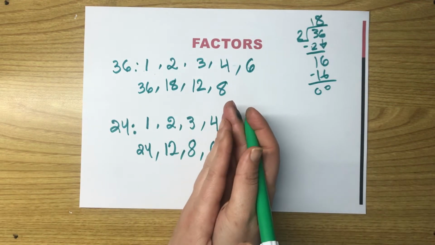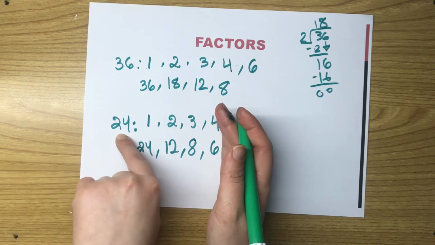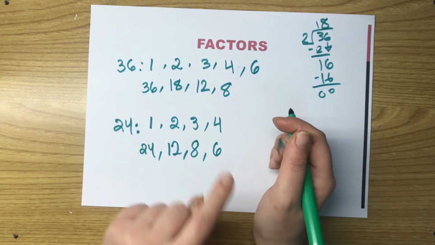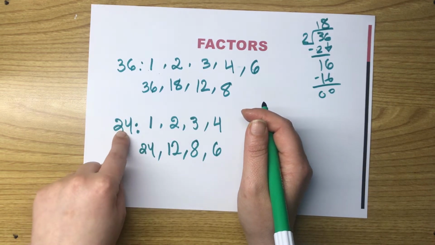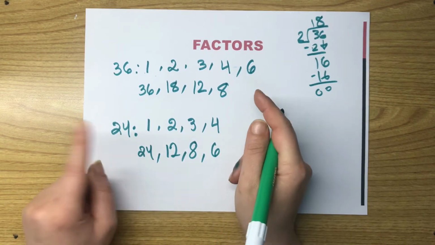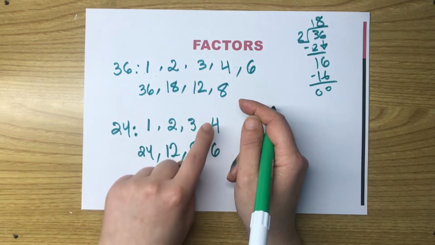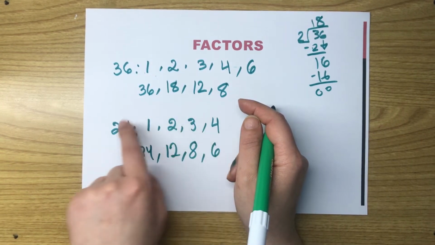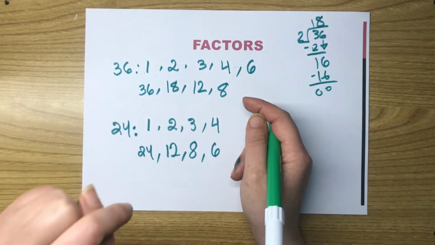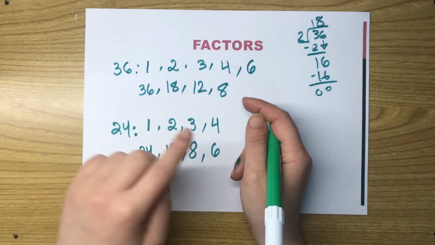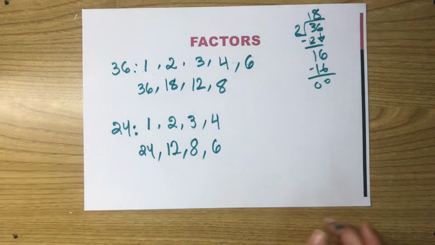Factors mean numbers that can divide this number without any remainder. Again, factors are numbers that can divide this one without any remainder. Just stick with that. Factors are numbers that can divide this number without any remainder.